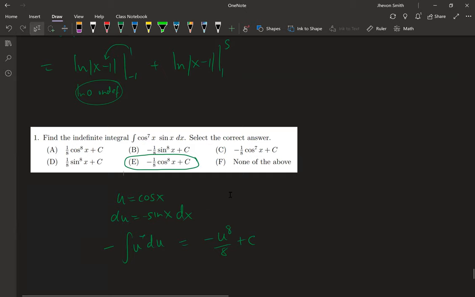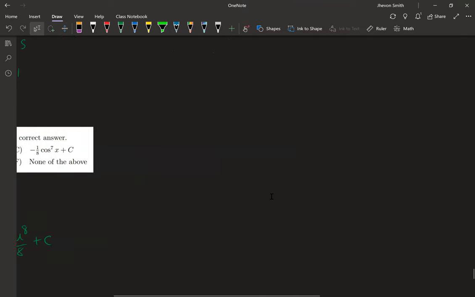The other answer choice some people thought was B. Not really sure why you would think that. Don't see a nice way to get to a sine to the 8th power there.